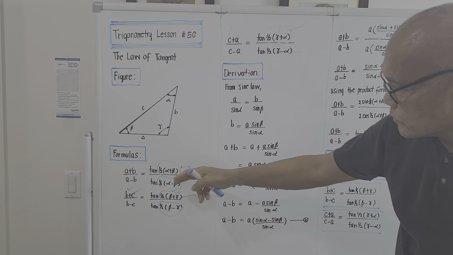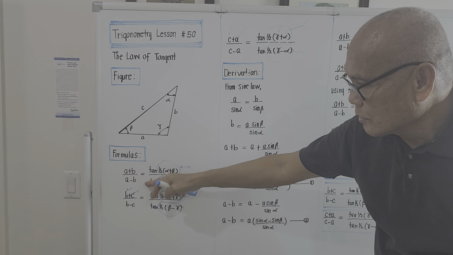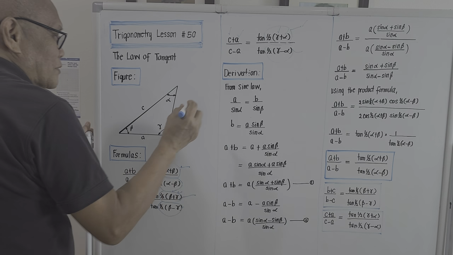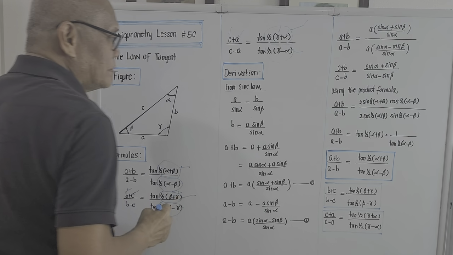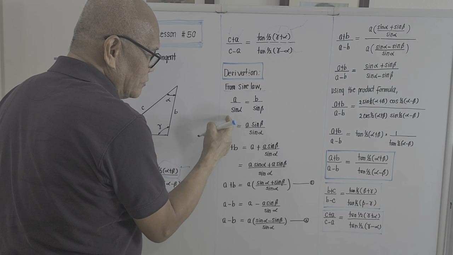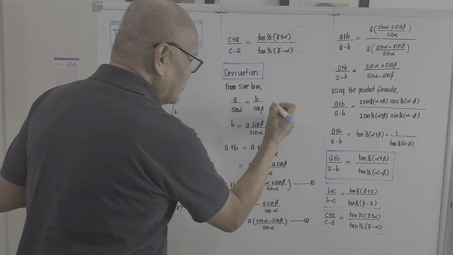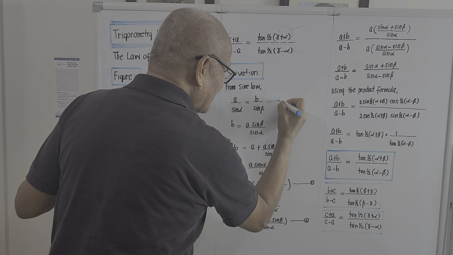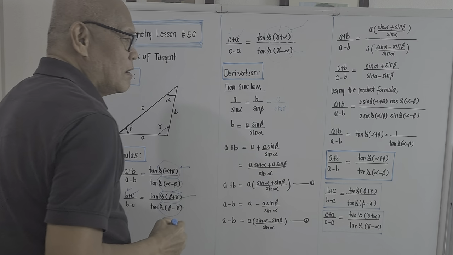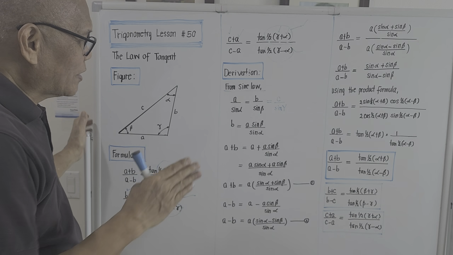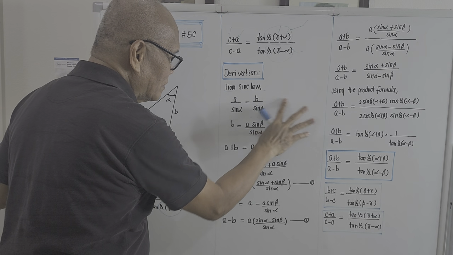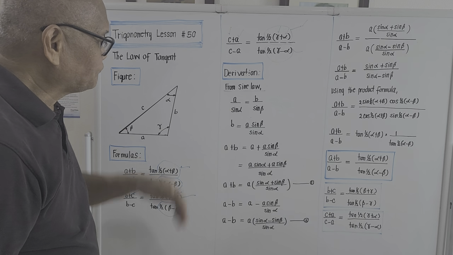So we will start with the ratio A plus B over A minus B. Okay, we'll try to bring out the derivation. From sine law, the ratio side A over sine of alpha should be equal to side B over sine of beta. There is a third one here, side C over sine of gamma. But for the meantime, since we are only considering sides A and B and alpha and beta, we must forget this one first. So we'll just work on this one.